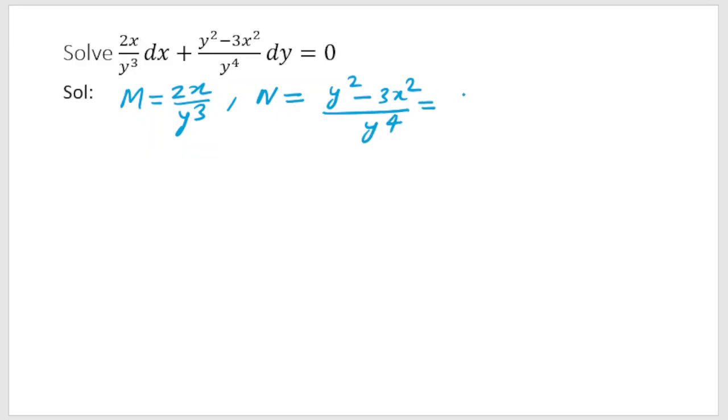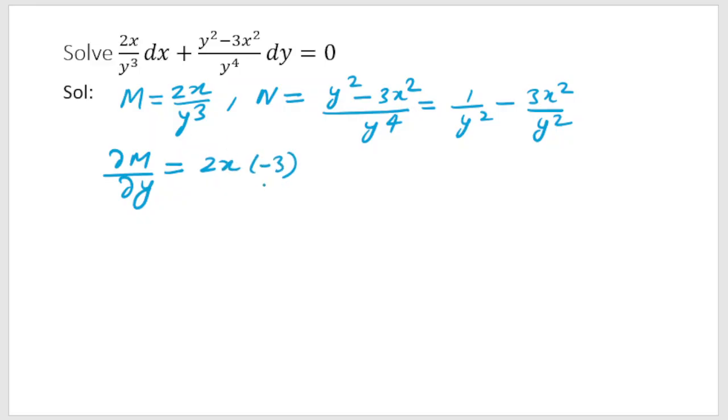Just for your convenience, you can write it as 1 by y square minus 3x square by y to the power 4. I hope you got it. I separated y square by y to the power 4, and so on. Now what is del M by del y? So we have to differentiate it partially with respect to y. 2x is a constant. 1 by y cube means y to the power minus 3. So I will get minus 3 by y to the power 4. So it is minus 6x by y to the power 4.